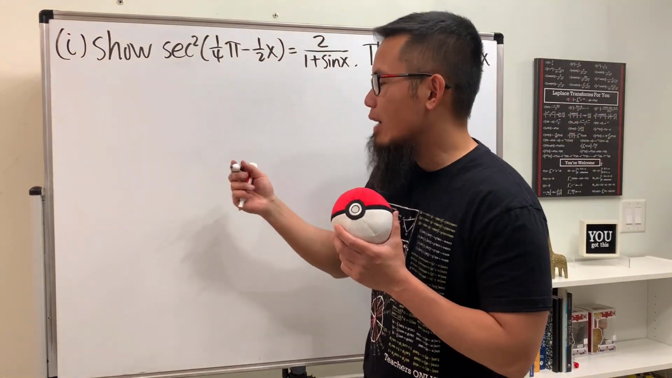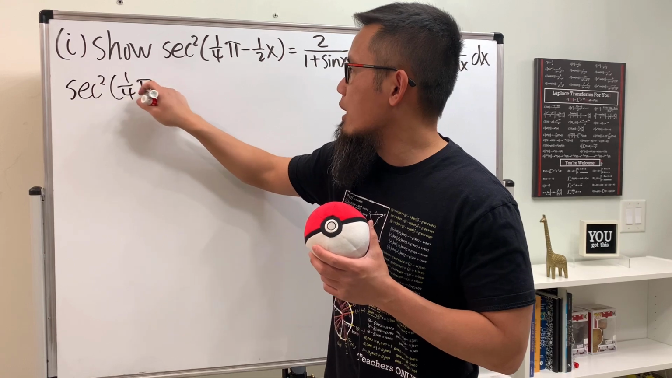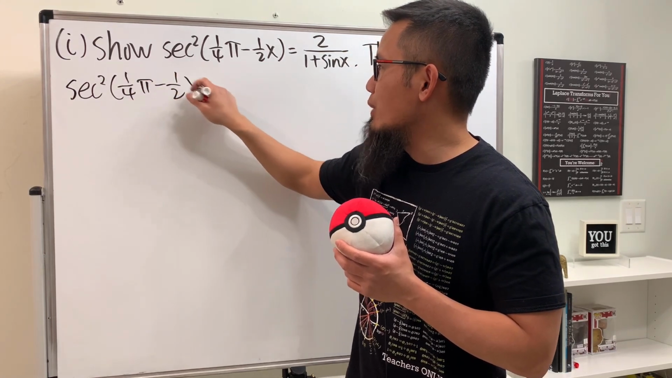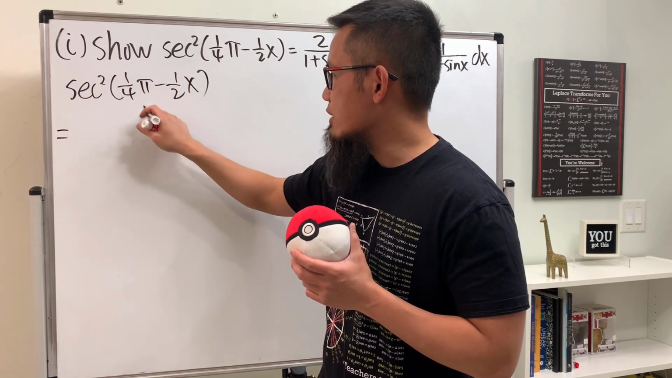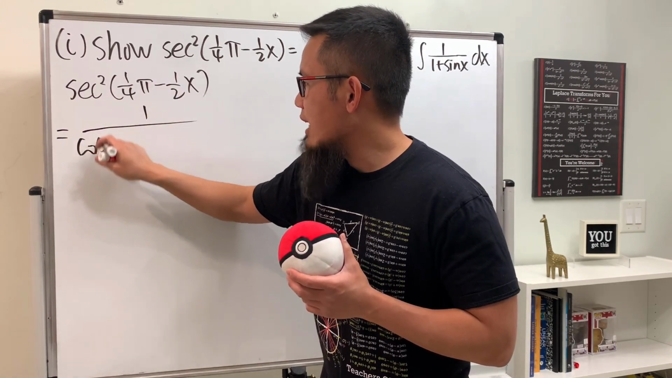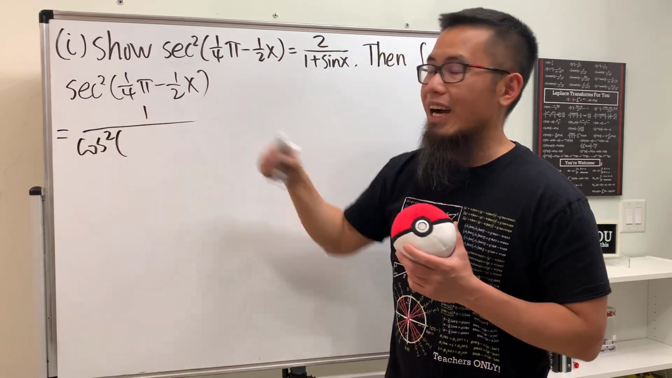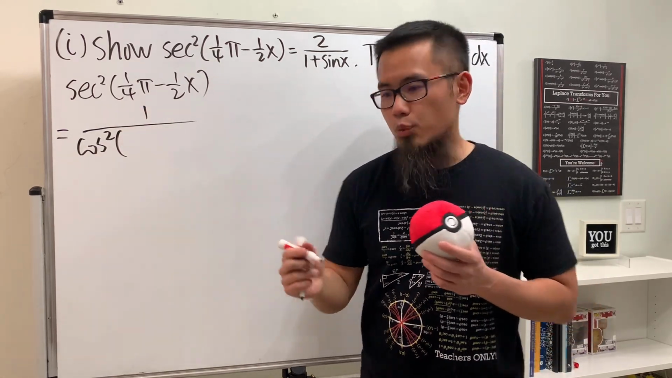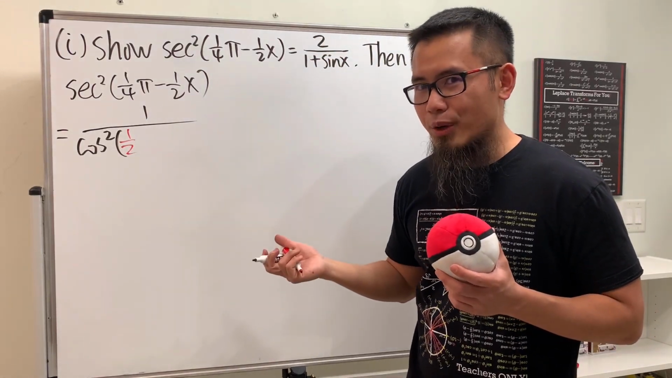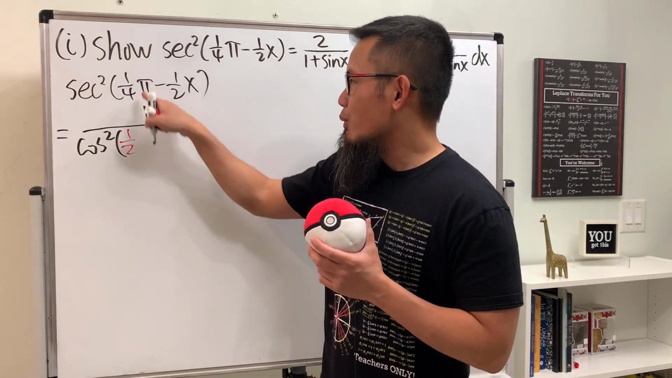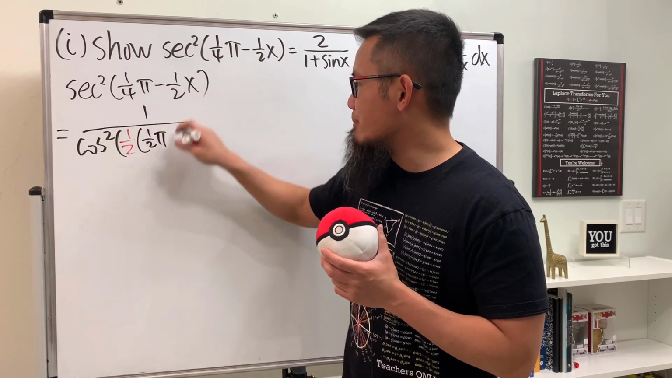Starting from the left-hand side, we have the secant square, so let's go ahead and write that down. And we have the 1 over 4 pi and then minus 1 over 2x, right? Well, we know secant is the same as 1 over cosine, so we can write this as 1 over cosine square. And then notice that here we have 1 over 4 and here we have 1 over 2. Let's factor out the 1 over 2, because we can use the half angle identity later on. So once we do that, here we will just have 1 over 2 pi and then minus x.